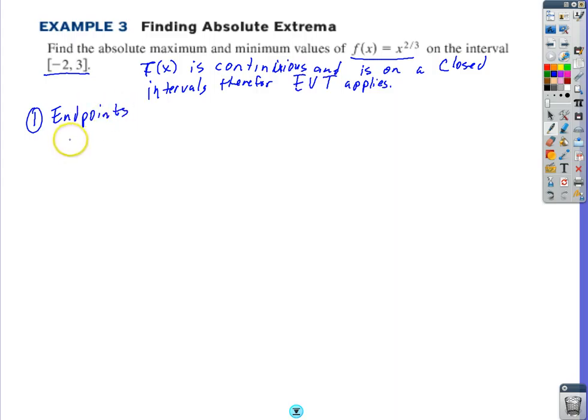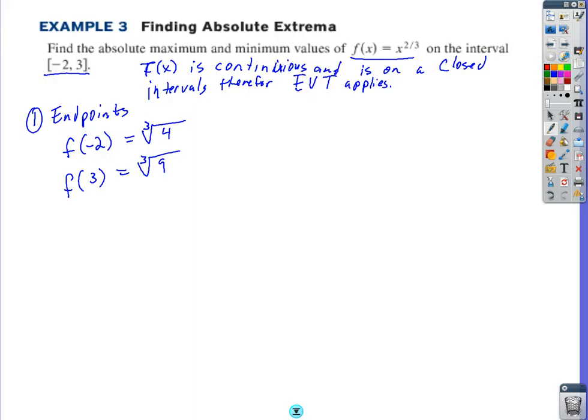That means I want to check where is the value of f of -2, and what is the value of f of 3. I go ahead and plug those in, and when I do, I get the cube root of 4 and the cube root of 9. Okay, I'm going to save this for later.